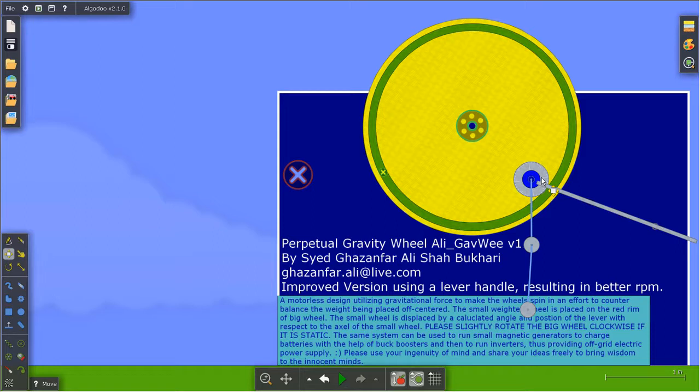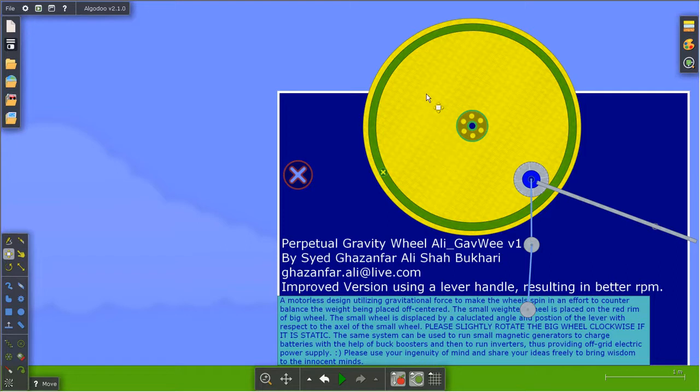And then in the center of this axle I have just added two inverted pendulums. The main purpose of this optimization was to increase the RPM. So I've reached around 2.7 or 2.8 radians per second for this larger wheel, and approximately 20 radians per second for this smaller wheel.